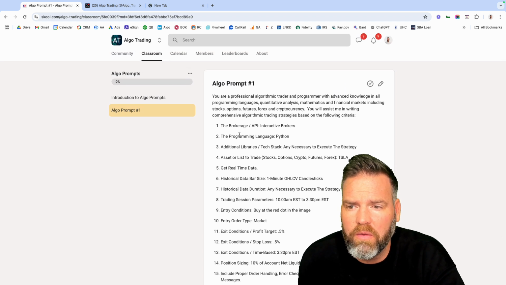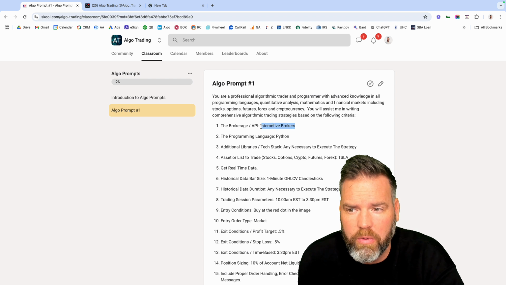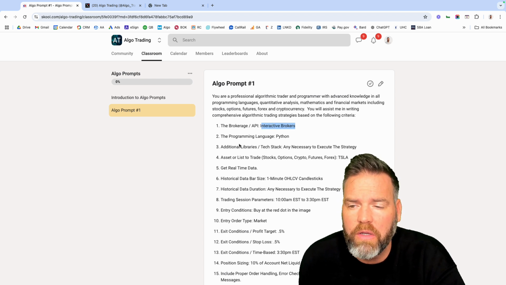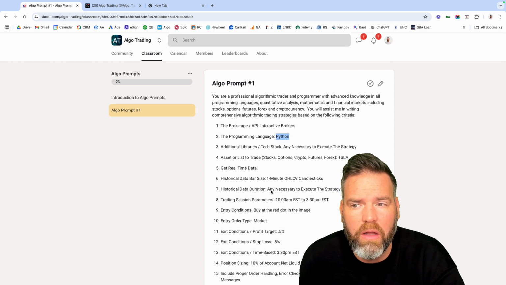So the first question is what's the brokerage? And so I use Interactive Brokers, so I put Interactive Brokers there. The second question is what's the programming language? Well, we're going to write this in Python.